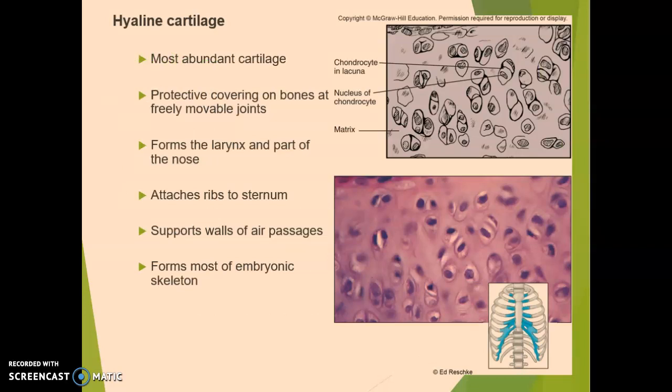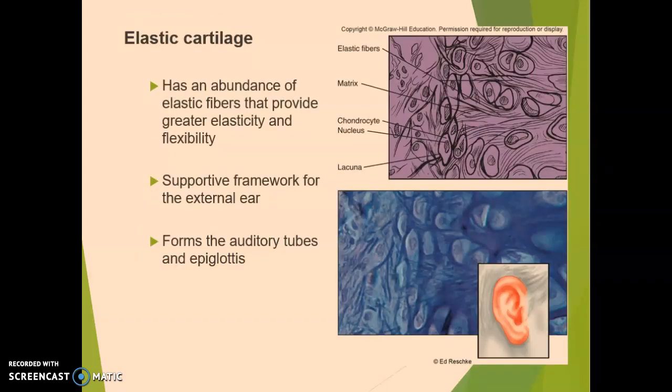Hyaline cartilage is the most abundant and protective. You can see the nucleus of the chondrocytes, the lacunae, and then the matrix here. It attaches our ribs to our sternum, supports the walls of our air passages, and forms most of the embryonic skeleton. Elastic cartilage has an abundance of elastic fibers, which you can see here, that provide greater elasticity and flexibility. It forms the auditory tubes in our ears and the epiglottis.